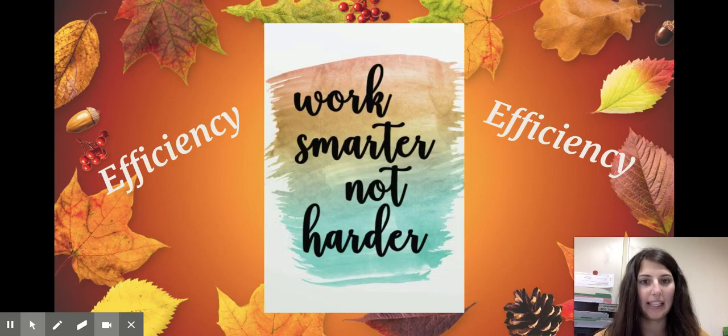So the big idea here is efficiency. We want to work smarter, not harder. Based on what information you're given, you can decide which method is the best to use. And when we say best, we mean the most efficient, the quickest way to find the solution.